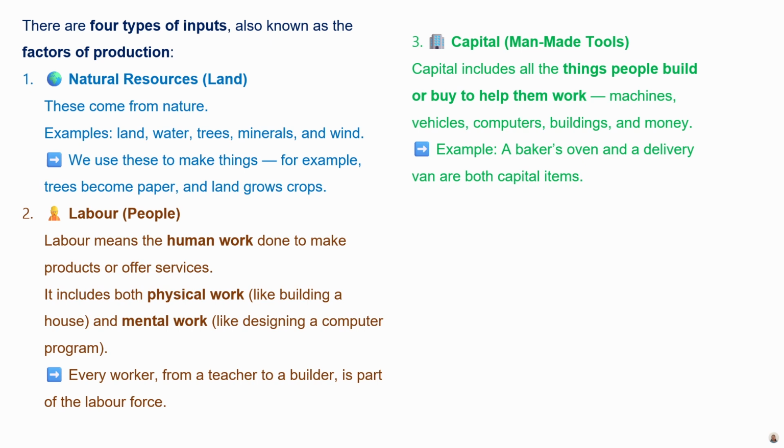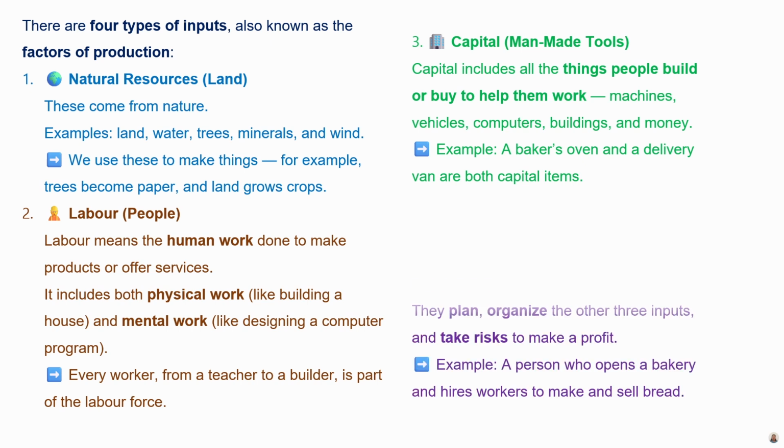Now, the third factor of production would be capital. Now, with capital, you need money to buy machines, which would be man made tools. You need money to buy buildings, or you need money to buy a van to transport your goods or services, and you need capital to buy all of that.